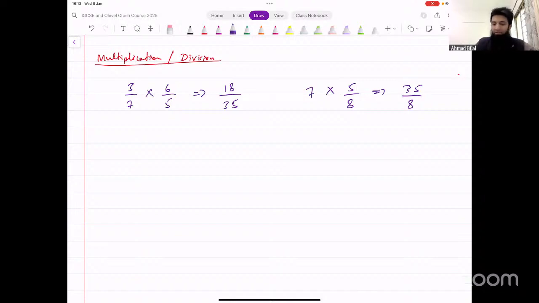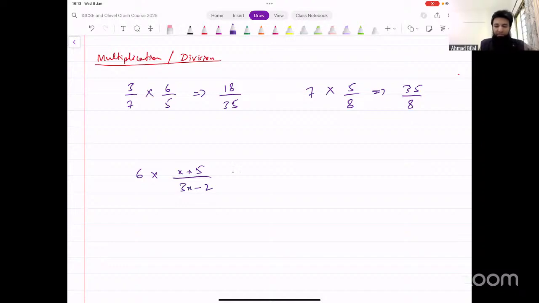Now, this is for numbers. It will work the same way for any algebraic expressions as well. So for instance, if you've got 6 times (x plus 5) divided by (3x minus 2).